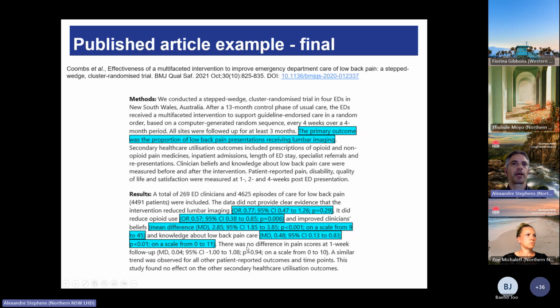And the knowledge about back pain care was very similar. It had an increase in that scale of 0.48, ranging from 0.13 to 0.83. Again, not including our point of no difference of 0. It was a statistically significant result.